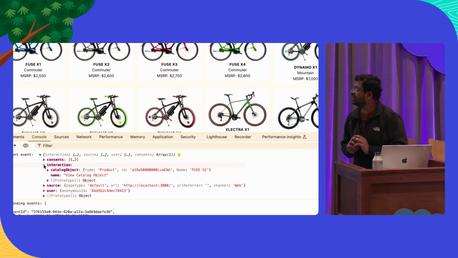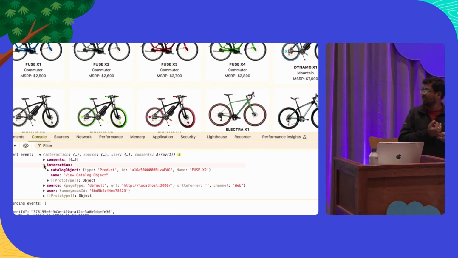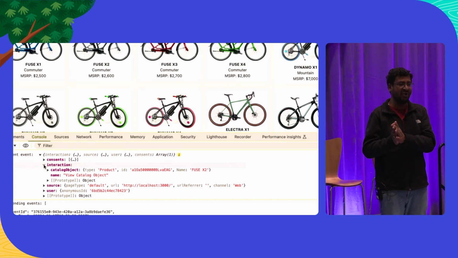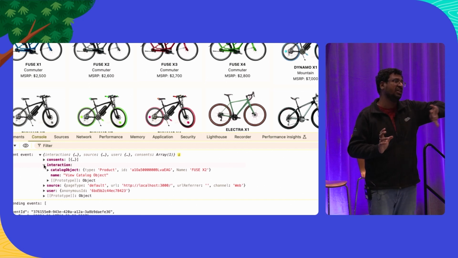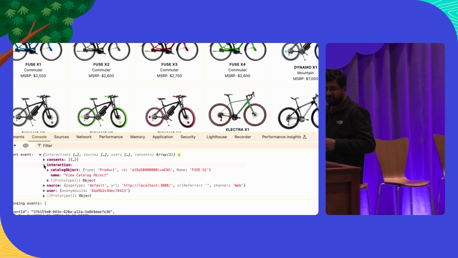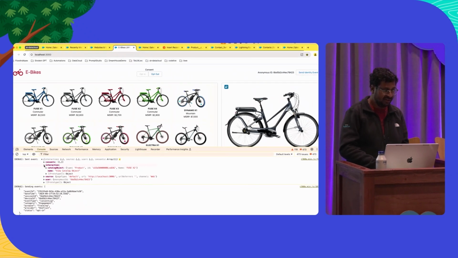It sends an event. It sends the type of the object, which is product, what is the name of the object, what is the ID of the object, whatever we have configured, all of that information is sent whenever there is an interaction here. Now you got all of this information into your data cloud.